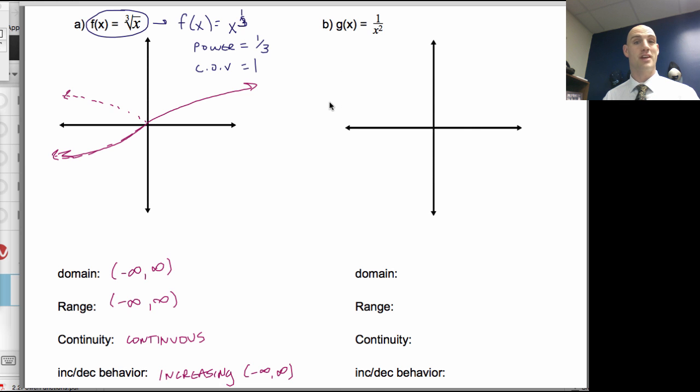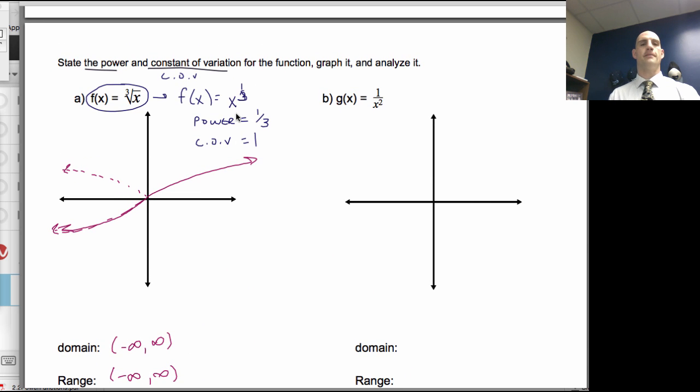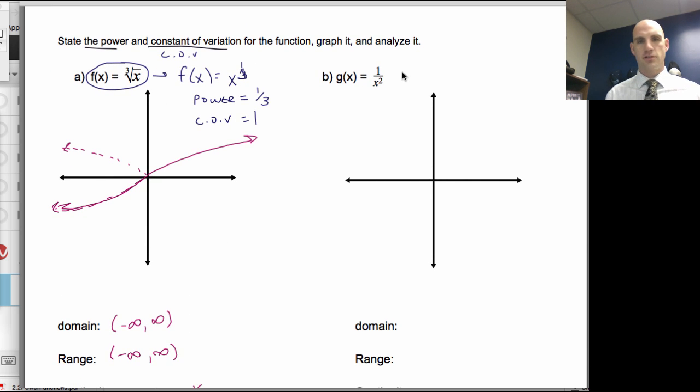There is no limit, just keeps going. Okay, let's look at this second example. Once again, like we did first, we need to redefine this so that I can have it in a form that's going to tell me the power and the constant of variation. When I've got squared on the bottom, that means x to the negative 2 power. So the power is negative 2. My constant of variation, meaning the coefficient out front, is still 1.